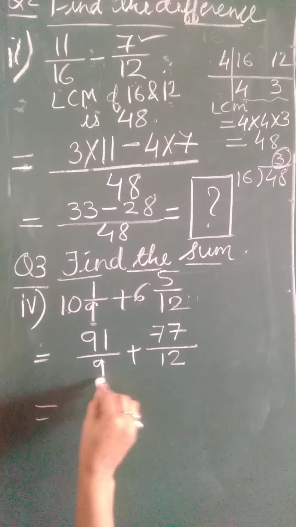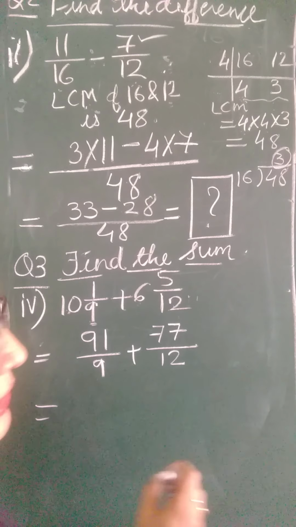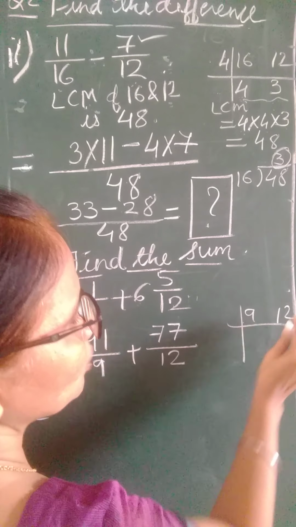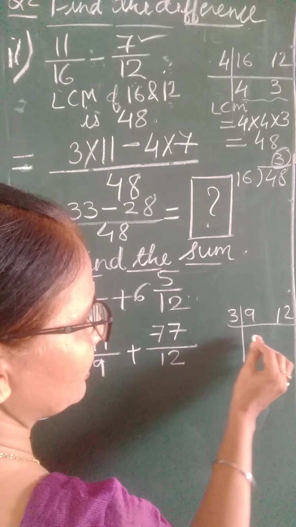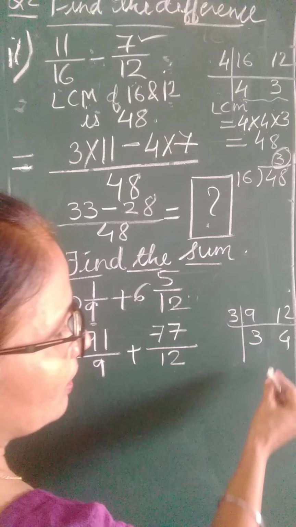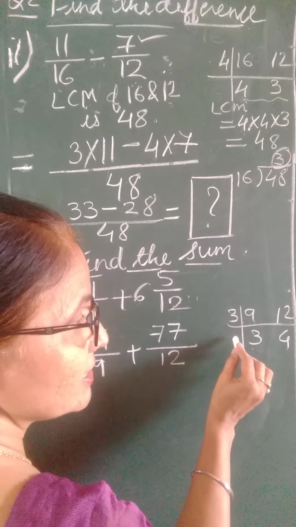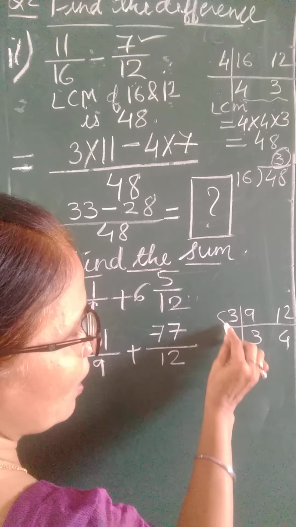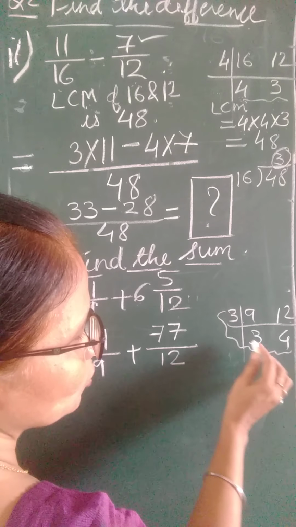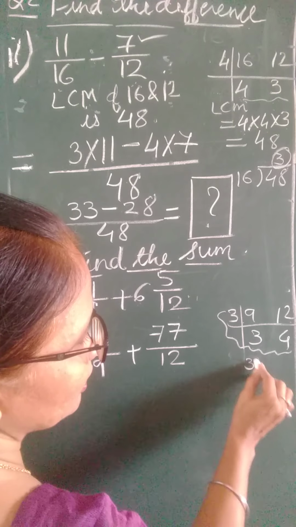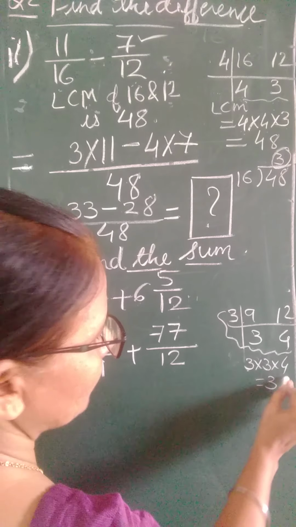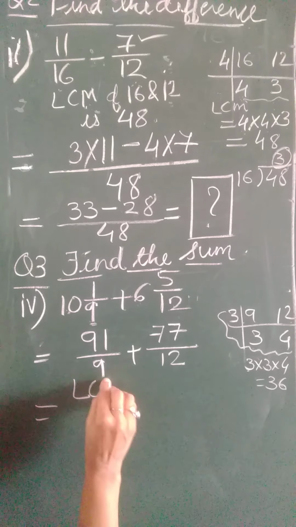Now the same as we have done here. We have to find the LCM of 9 and 12 as the denominator is not the same. So see here, this is 9, this is 12. Both are divisible by 3, so we will divide. 3 3s are 9, 3 4s are 12. Now after this I cannot divide by any same number. So here I will stop the division. Now I will multiply all these 3. So what will be the LCM? 3 into 3 into 4. 3 3s are 9, 9 4s are 36. So LCM is 36.